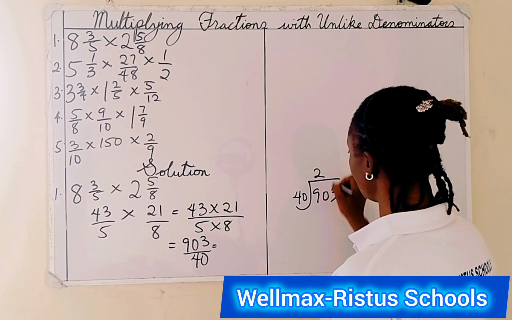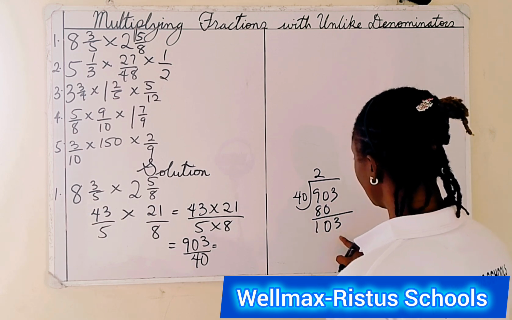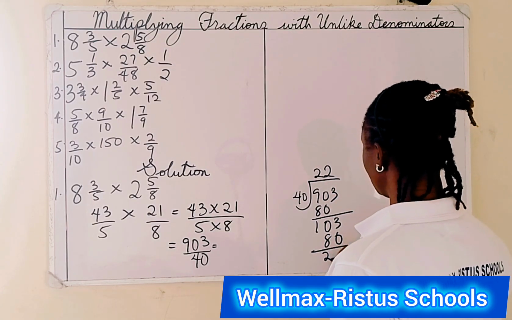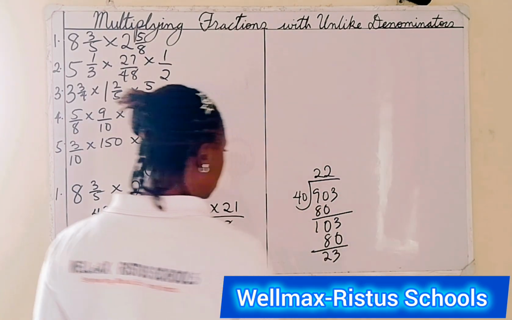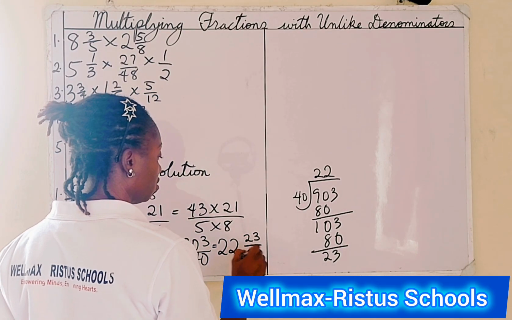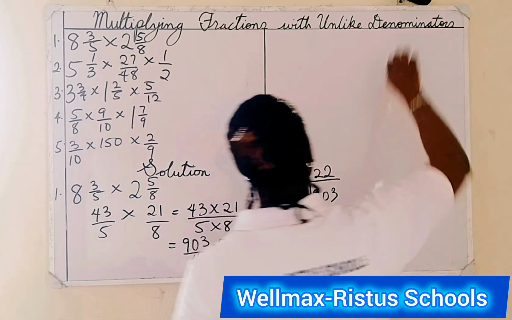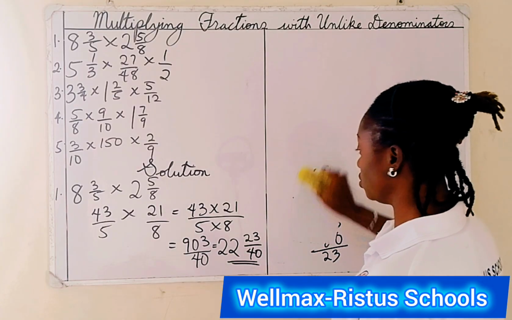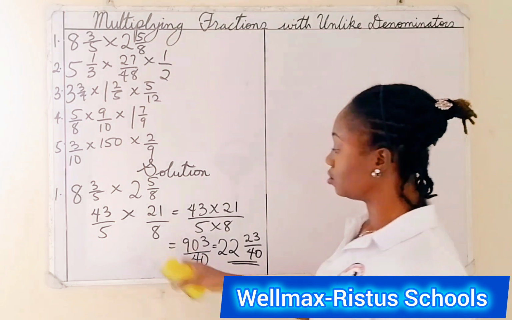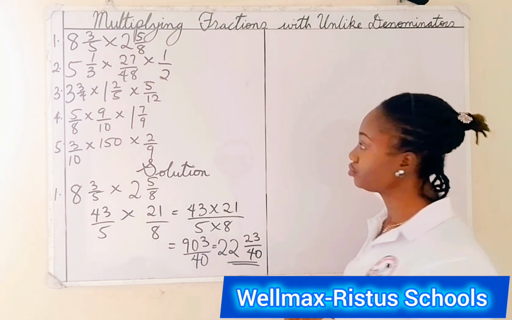In 90, 40 goes 2 times, which is 80, and then we'll have 103. In 103, it can also go 2 times, which is 80. Remainder 23. So the answer is 22 whole number 23 over 40, and that's the final answer. Since we're unable to reduce this fraction, we just multiplied the numerators together and the denominators together, and then we converted it to a mixed fraction.